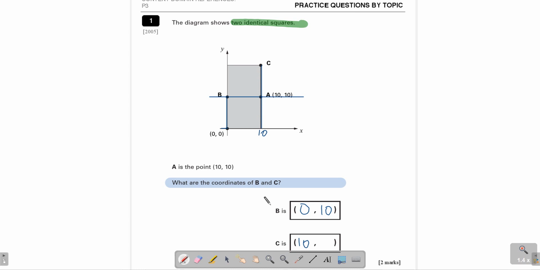Okay, so the bottom here is 0. A is at 10, and because we've got two identical squares, we should know that we've got to add another 10, and that would take us up to 20 on the y-axis. So C's coordinates are 10, 20. Let's have a look at one more.